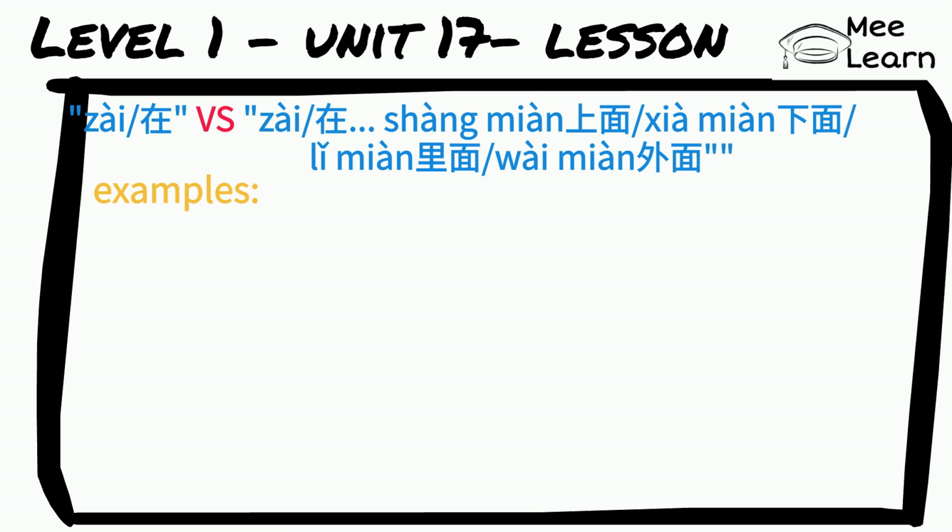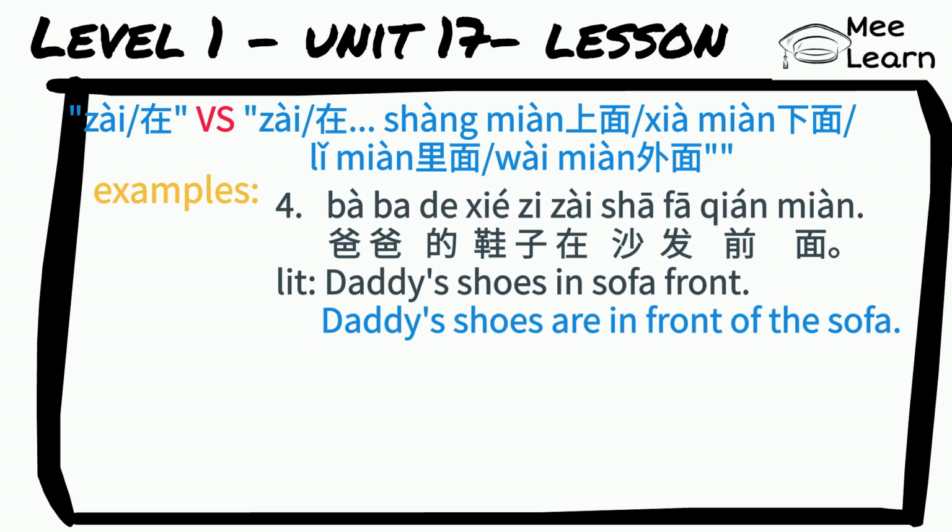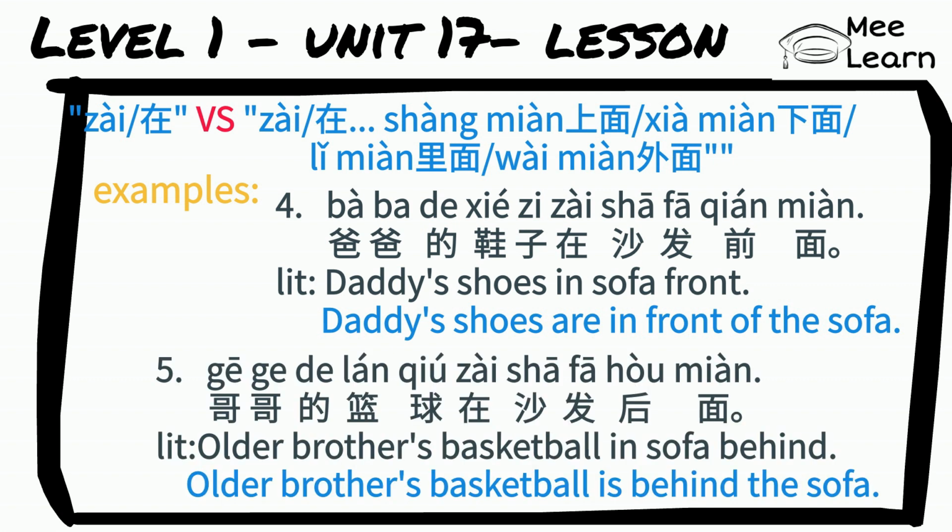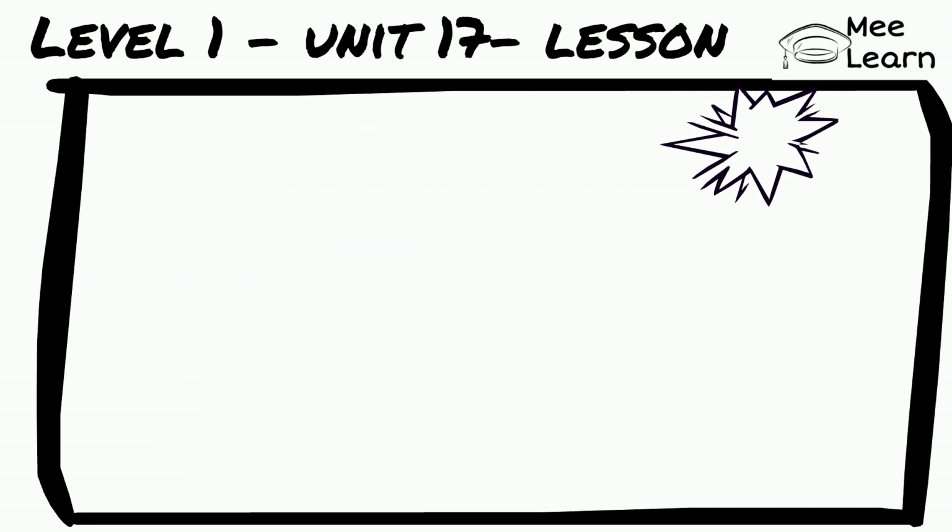爸爸的鞋子在沙发前面 Literally, Dad's shoes in sofa front. Daddy's shoes are in front of the sofa. 哥哥的篮球在沙发后面 Literally, older brother's basketball in sofa behind. Older brother's basketball is behind the sofa.